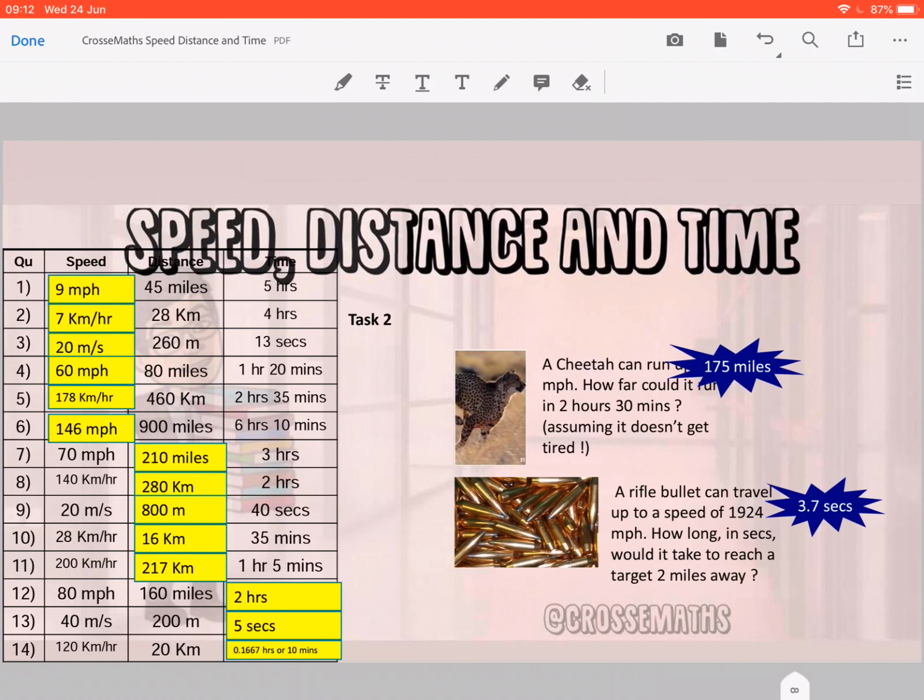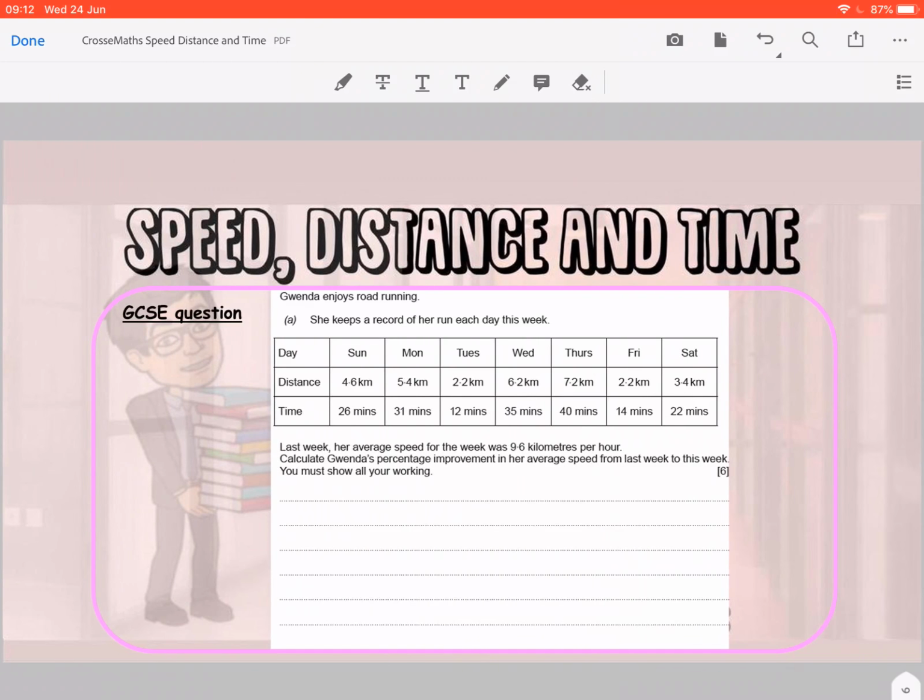Right guys, those should be done. I've put the answers up for the ones on the right hand side as well. That should be all done. Make sure those are marked for me, please. Just a little bit of extra practice for you. What I'd like you to do now, even though we're in year 9, we're going to have a go at a GCSE question. So I'd like you to pause the video for me and have a go at that.